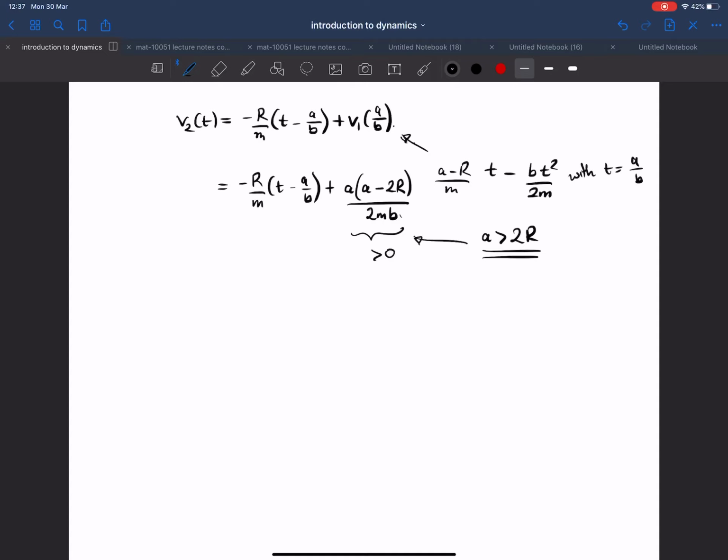Great. Next, what I want to find is x2. So x2 of t is the distance or displacement from O.